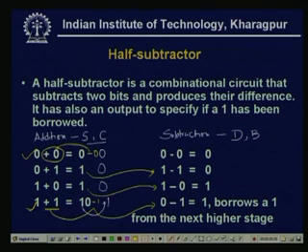Now, what happens with this carry? What is the effect of this carry? As if from 0 I am subtracting 1, the result is also 1, provided that it has borrowed a 1 from the next higher stage. So, 0 minus 1 is 1, borrow 1. In this way we can define the subtraction operation from the addition operation itself.